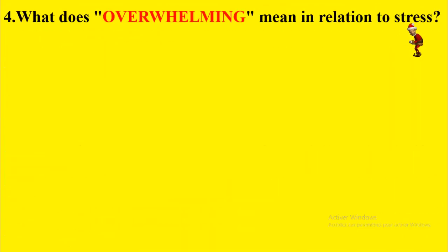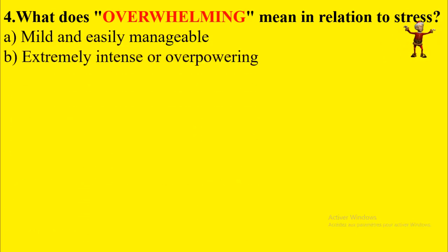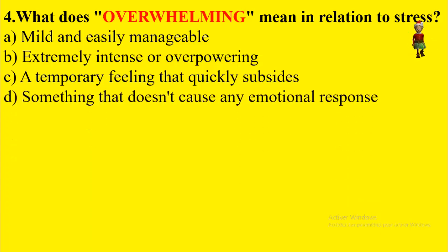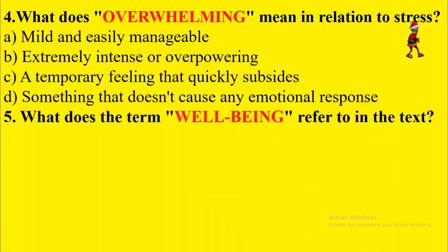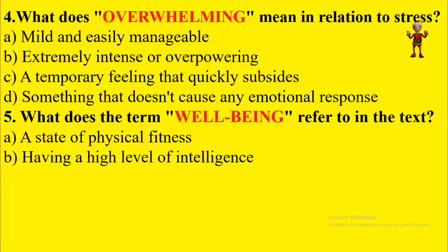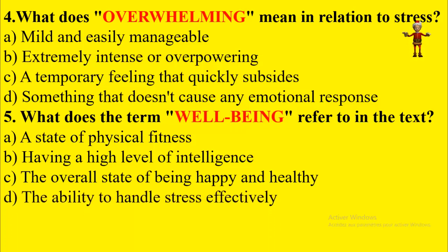Number 4, what does overwhelming mean in the text? A. Mild and easily manageable. B. Extremely intense or overpowering. C. A temporary feeling that quickly subsides. D. Something that doesn't cause any emotional response. Number 5, what does the term well-being refer to in the text? A. A state of physical fitness, B. having a high level of intelligence, C. the overall state of being happy and healthy, and D. the ability to handle stress effectively. Do the same, take your time.